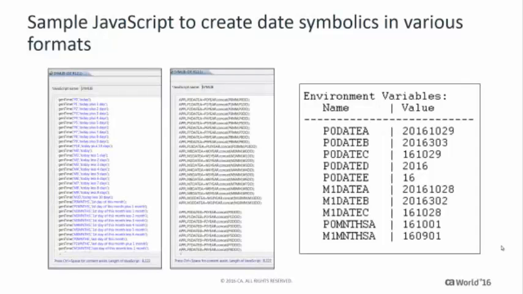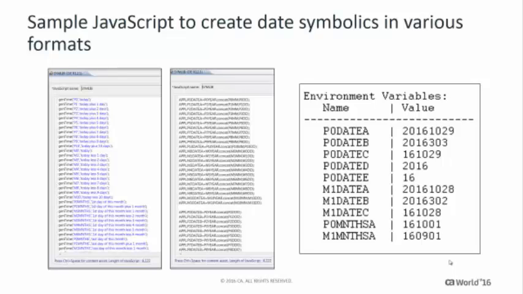Here's a sample JavaScript to create date symbolics that you could use in various formats. So I have one customer who has a very long, complicated symlib with lots of times that they've already created. So they use the GenTime utility in the series to create standard names that can be used for plus and minus from the relative schedule date, either in days or months format, and you concatenate those things together to make very specific names.